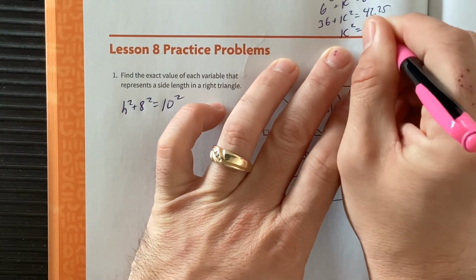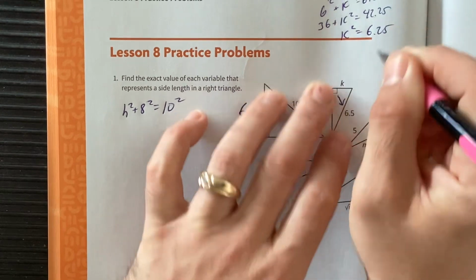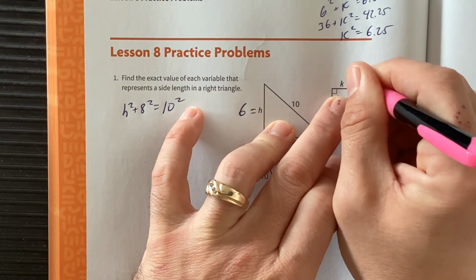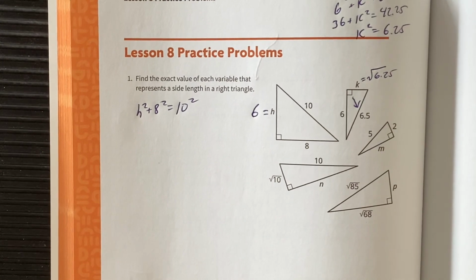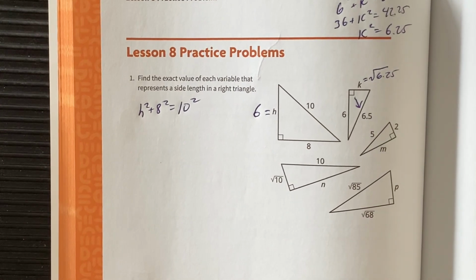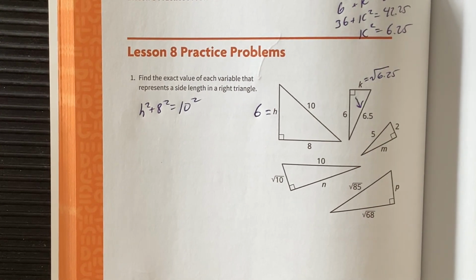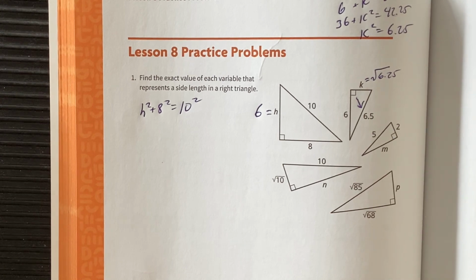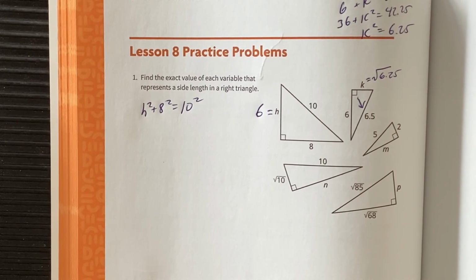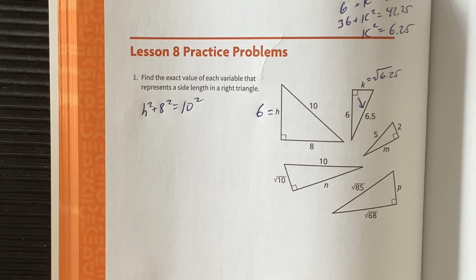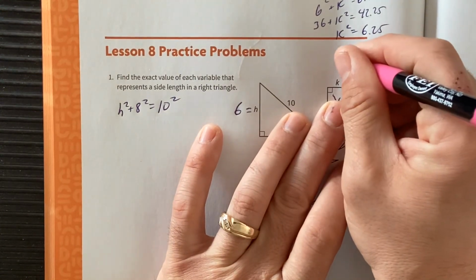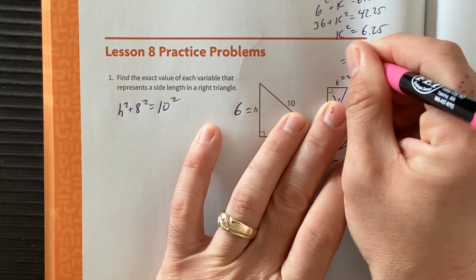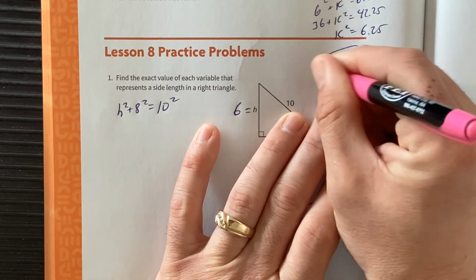So that means k squared would equal 6.25. So k would be the square root of 6.25. Is that accurate? Anybody else get any of those numbers? Yeah, that's it. That actually does come out nice. Square root of 6.25 is 2.5, so you could actually reduce that if you wanted to.